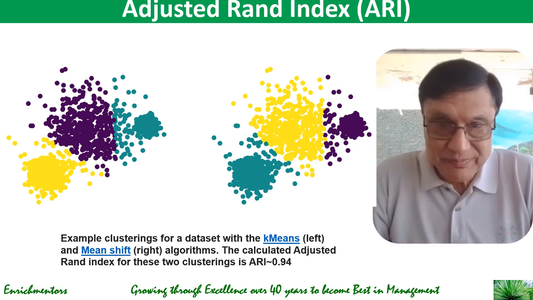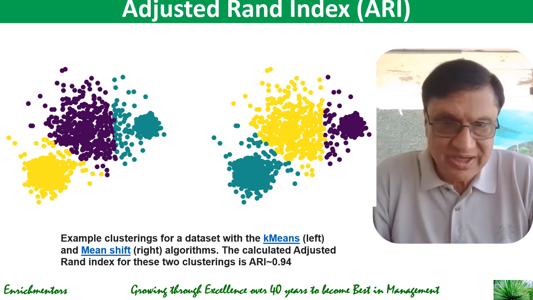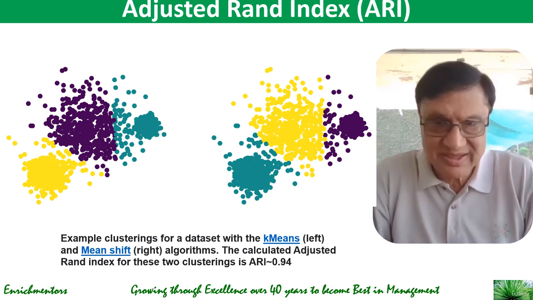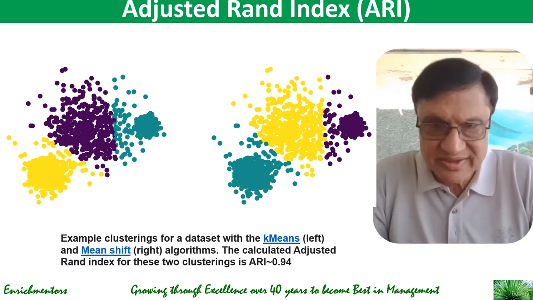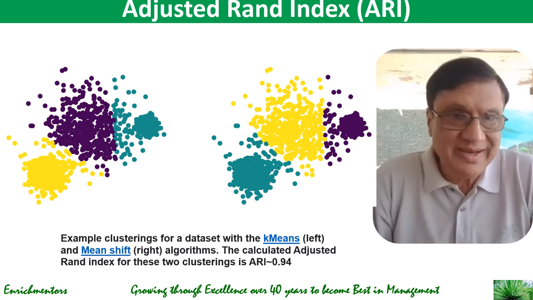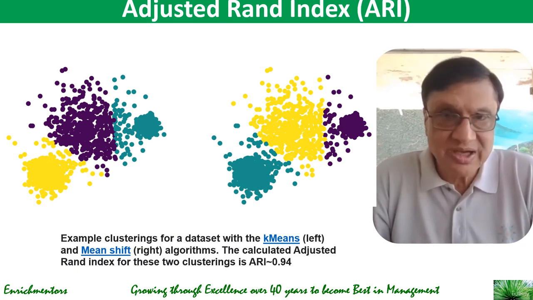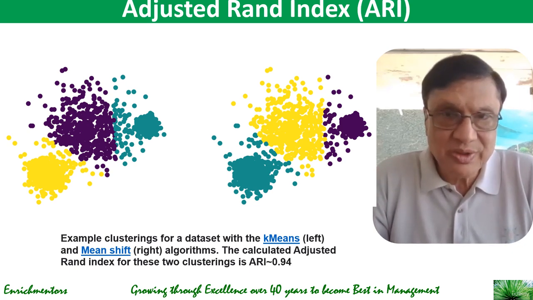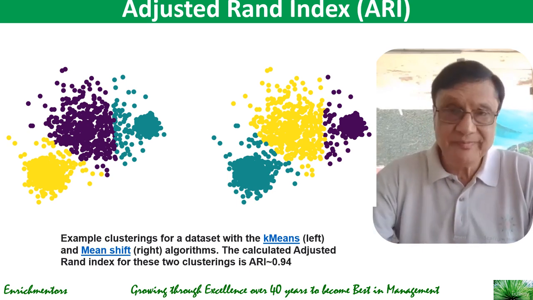So here in the example of clustering on a data set, there are two algorithms that have been evaluated, k-means and mean shift on the right hand side, and the adjusted Rand index for these two clusterings is 0.94, indicating that these are very similar. There is a similarity between the two algorithms and they are computing all data points correctly, right?